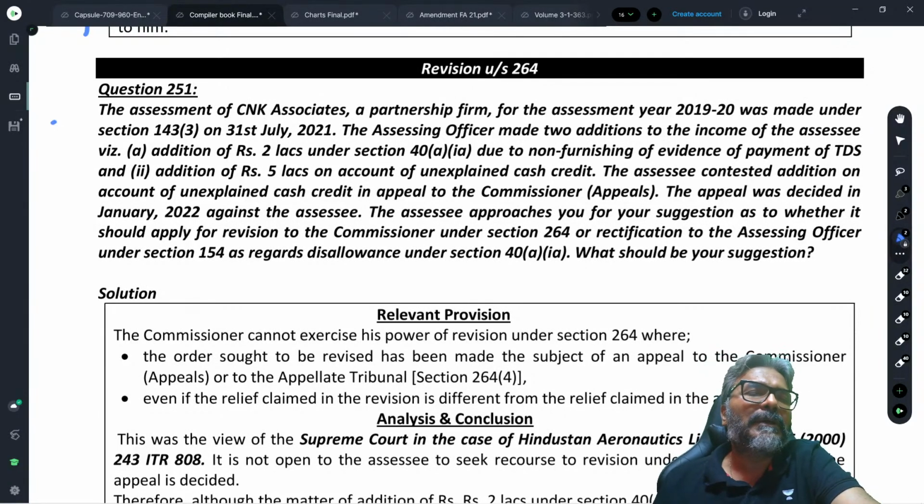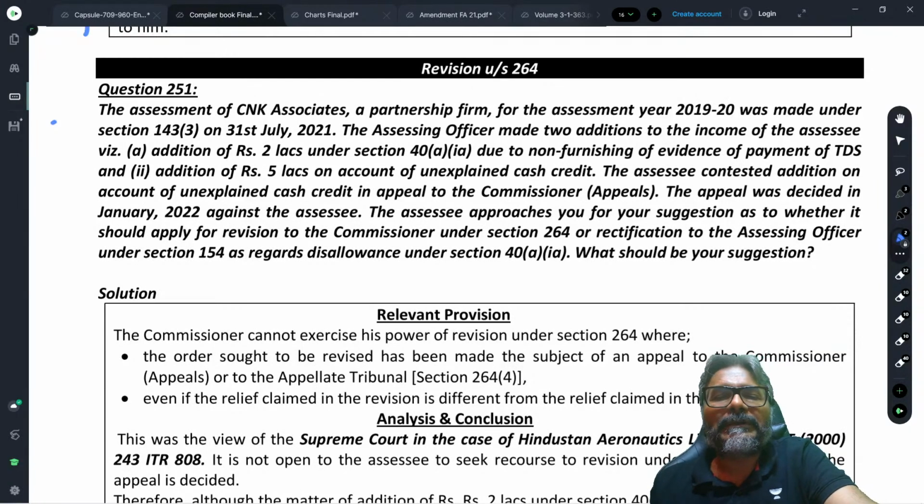Students. And what is the other particular point? The other point is the doctrine of complete merger, under section 264.